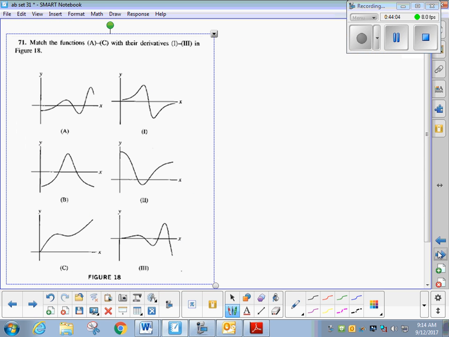All right, 71, A through C, matching. Here we go.